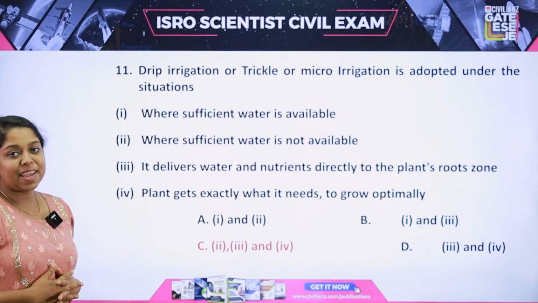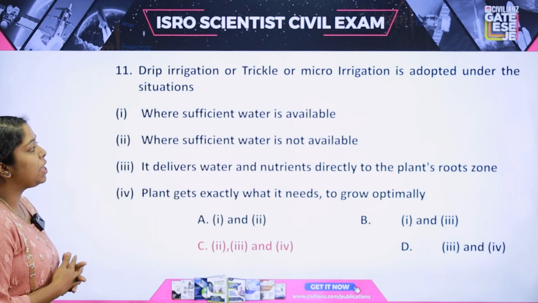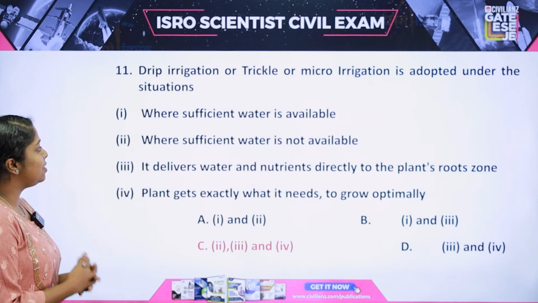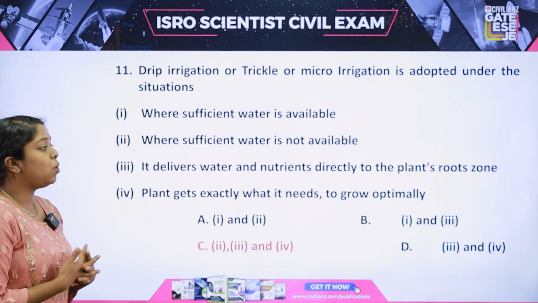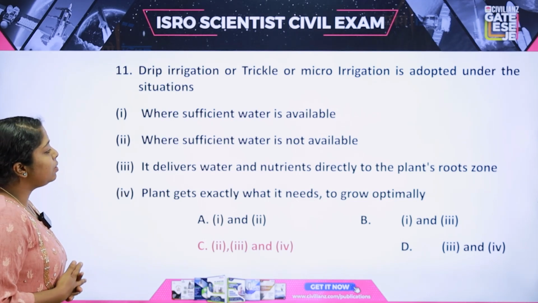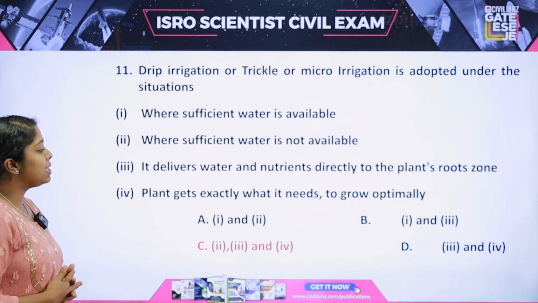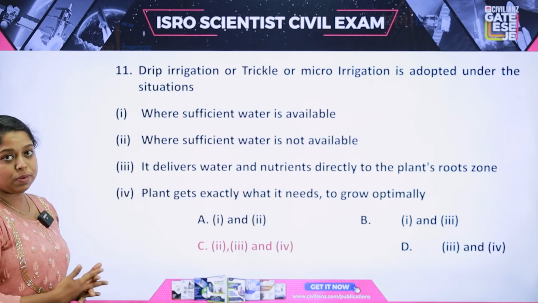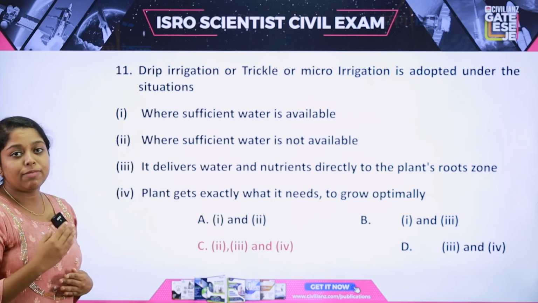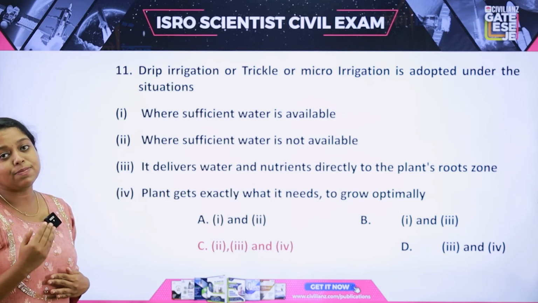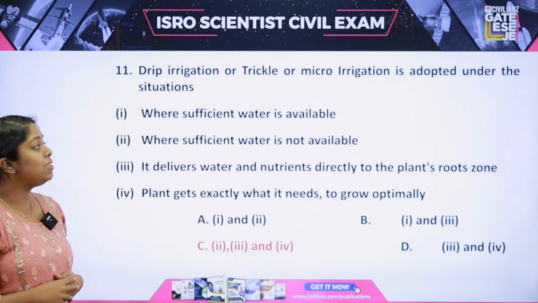Next question is from the irrigation chapter. So, drip irrigation or trickle or micro irrigation is adopted under the situation where sufficient water is not available. It delivers water and nutrients directly to the plant's root zone. Plant gets exactly what it needs to grow optimally. We know that usually drip irrigation is adopted when the amount of water available is very less, so that we could utilize that water to the maximum extent.